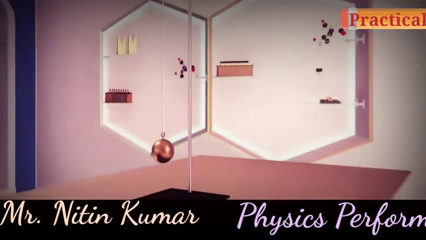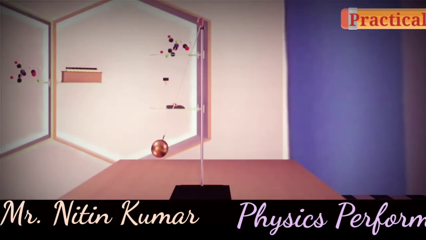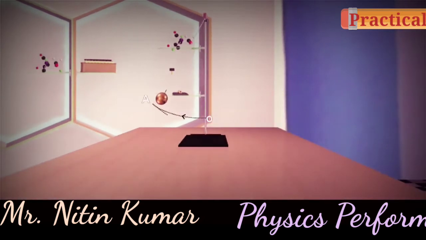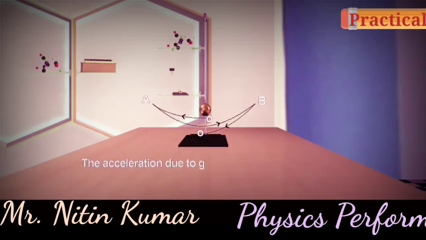So, when the simple pendulum is pulled to a side and released, it begins to oscillate about its mean position. The time taken for one oscillation of the vibrating bob is called the time period, and the acceleration of a freely falling body due to the Earth's attraction is called the acceleration due to gravity g. Therefore, the acceleration due to gravity is given by the formula g is equal to 4 pi square L by T square centimeter per second square in CGS units.